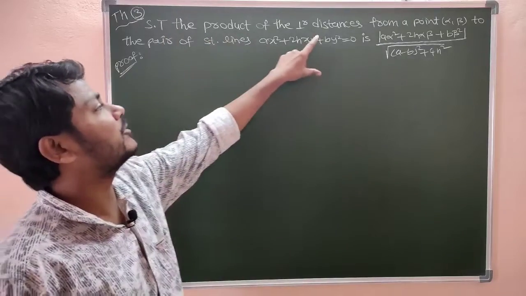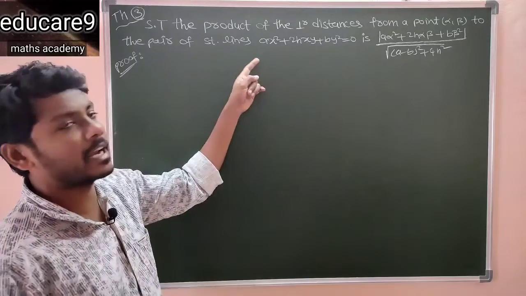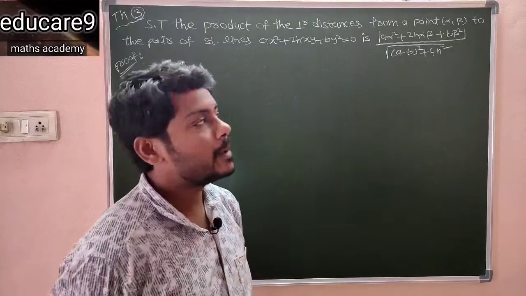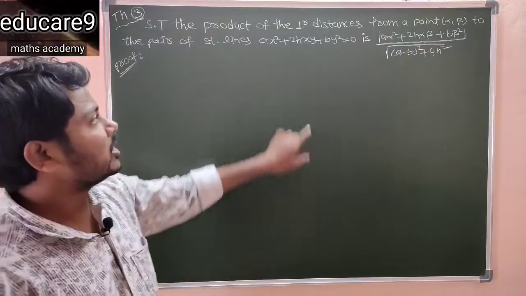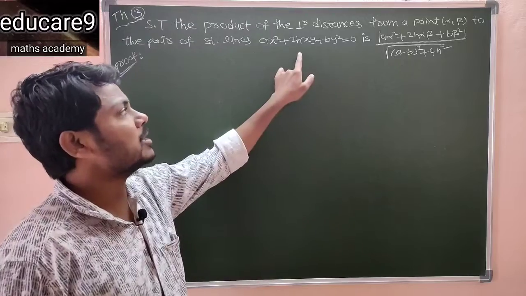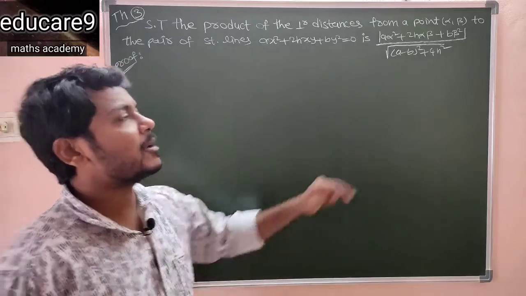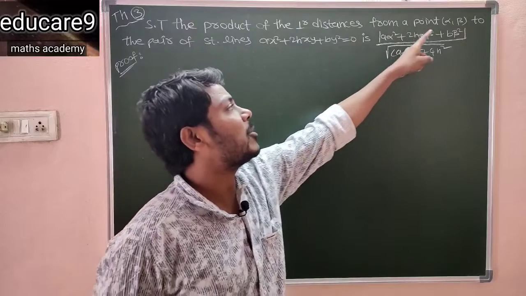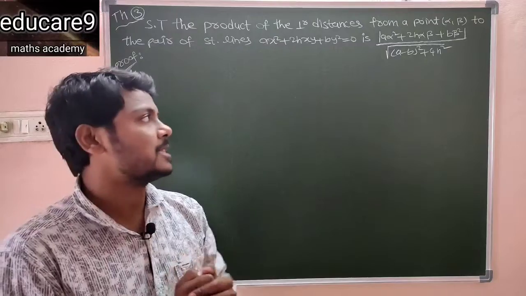Show that the product of the perpendicular distances from a point (alpha, beta) to the pair of straight lines is modulus of a alpha square plus 2h alpha beta plus b beta square, divided by square root of (a minus b) whole square plus 4h square. Clearly this is a homogeneous second degree equation, so it represents two homogeneous linear equations. Now the perpendicular distance from (alpha, beta) to the first straight line and to the second straight line, and the product of those perpendicular distances is this one.